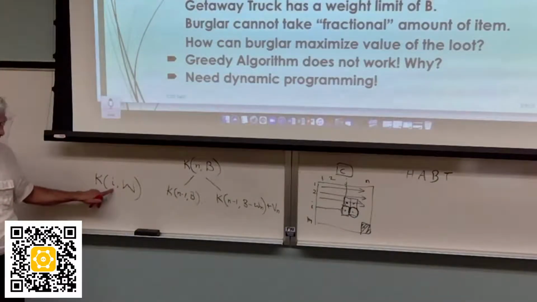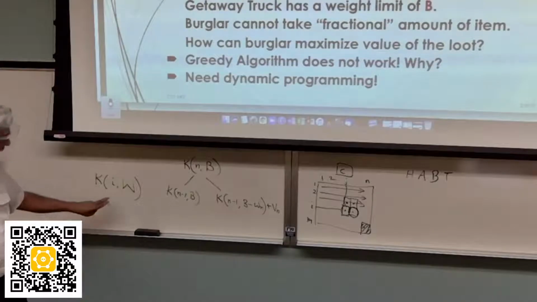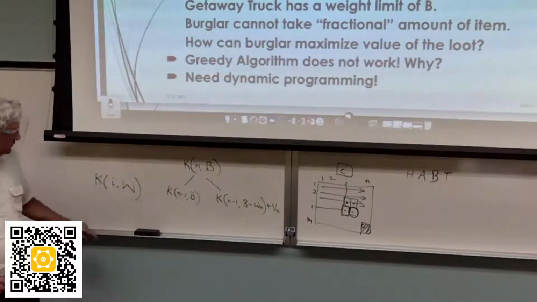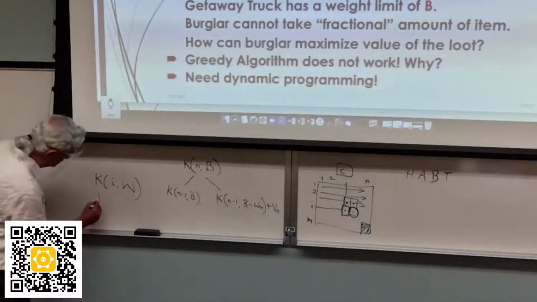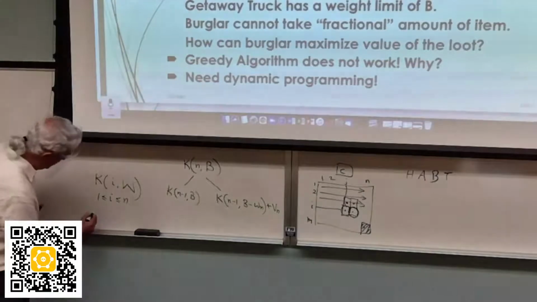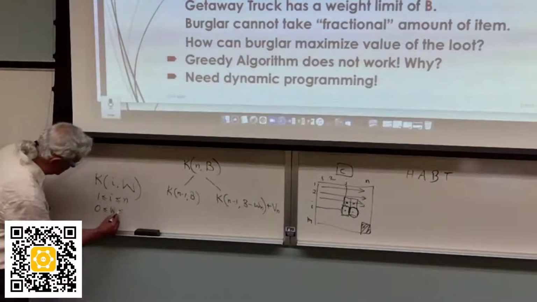So this i simply means that in the labeling that I have, I look at the first i items, and that's all I can choose from, and my weight limit is some number w. So these are all the problems that I'm going to choose from. i, of course, can be any number between 1 and n, and w can be any number between 0 and b.